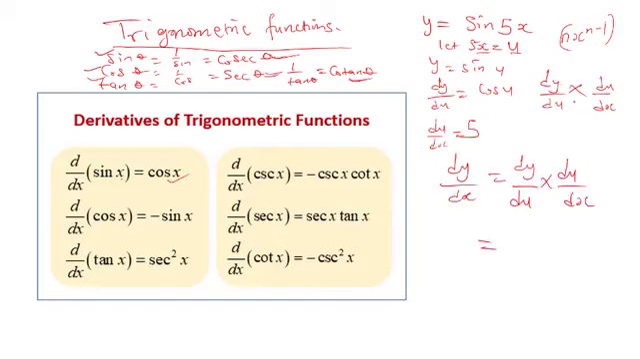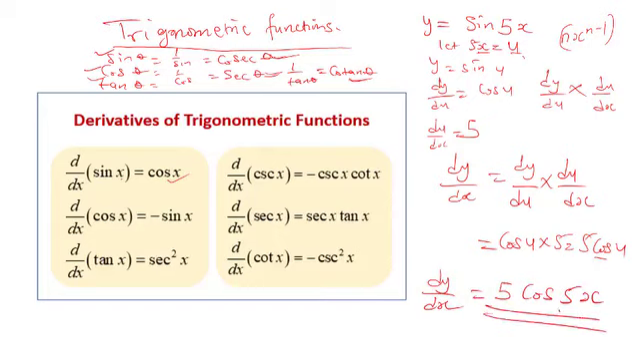So our dy/dx is equal to dy/du times du/dx. We got dy/du as cos u, and du/dx is 5, which gives 5 cos u. But what is u? Because u is not in the list, u is 5x. So our dy/dx becomes, this is our answer, 5 cos 5x.